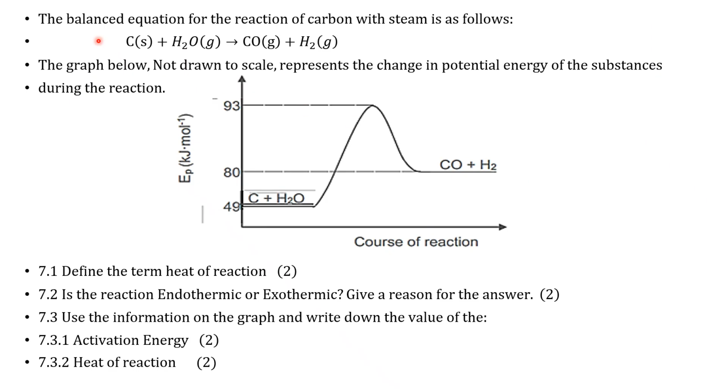So, the balanced equation for the reaction of carbon with steam is as follows. We have carbon in solid form plus steam, H2O gas, forming CO2 gas plus H2 gas. The graph below, not drawn to scale, represents the change in potential energy of the substance during the reaction. So there my reactants start at 49, go all the way to 93, the activation energy, and it loses energy till 80 kilojoules per mole to form my products CO2 plus H2.